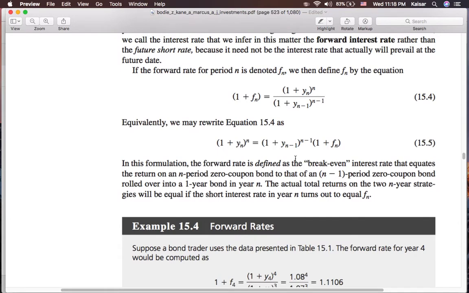In this formulation, the forward rate is defined as the break-even interest rate that equates the return on an n-period zero coupon bond to that of an n-1 period zero coupon bond rolled over into a 1-year bond in year n. The actual total returns on the two n-year strategies will be equal if the short interest rate in year n turns out to equal Fn.